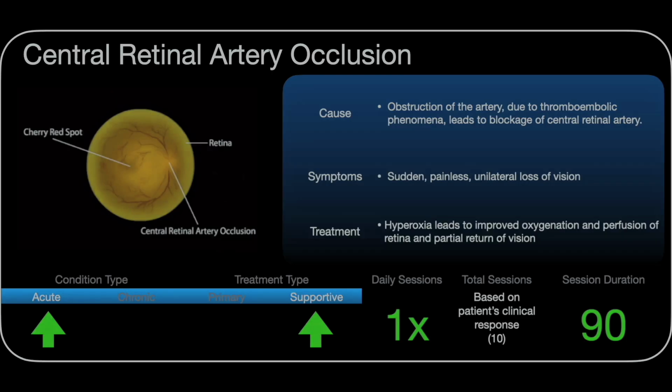The use of hyperbaric oxygen therapy within the context of central retinal artery occlusion relies on hyperoxia. Because of the increased concentration of oxygen in the blood, a partial return of vision could be expected. The patient is exposed to 1 session per day, and the total number of treatments is dependent on the patient's clinical response, usually between 5 to 10 sessions.